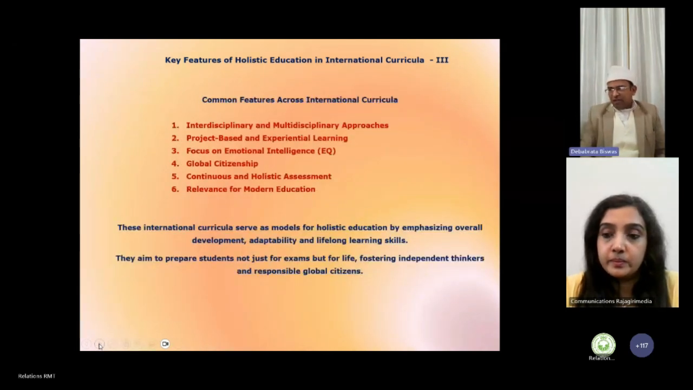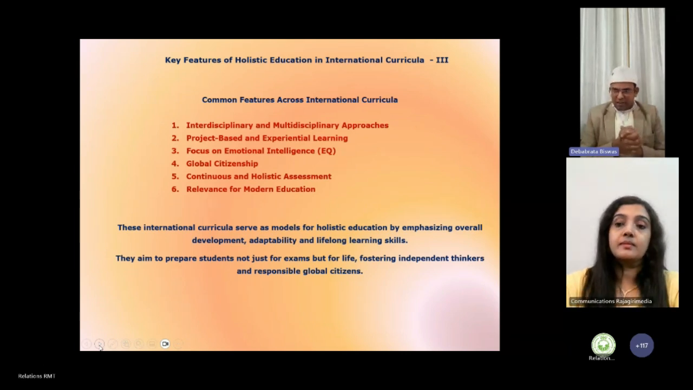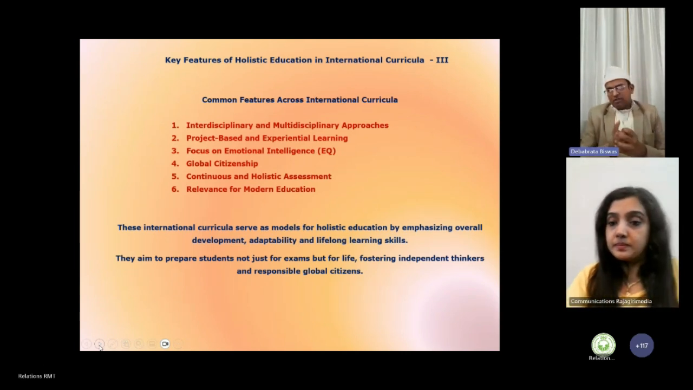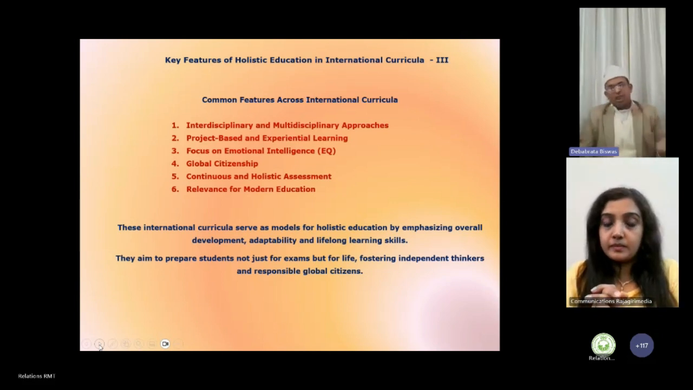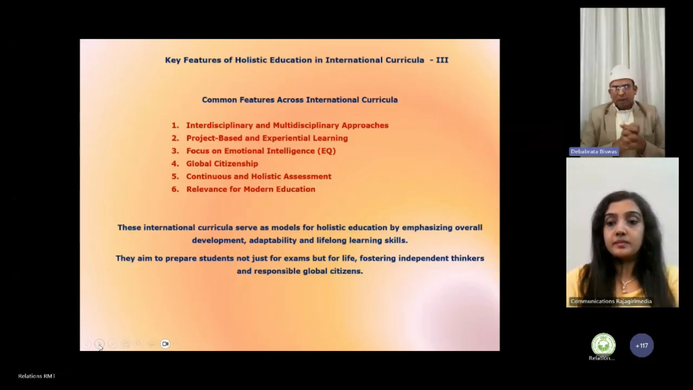Now, this is the summary of international curriculum. These are the common features. This is also there in our curricula also: interdisciplinary and multidisciplinary, project-based and experiential learning, emotional intelligence, global citizenship, continuous holistic assessment, and relevance for modern education. Their purpose also is the same, to prepare a child as a 21st century global citizen and a cultured citizen. Next slide, ma'am, please.